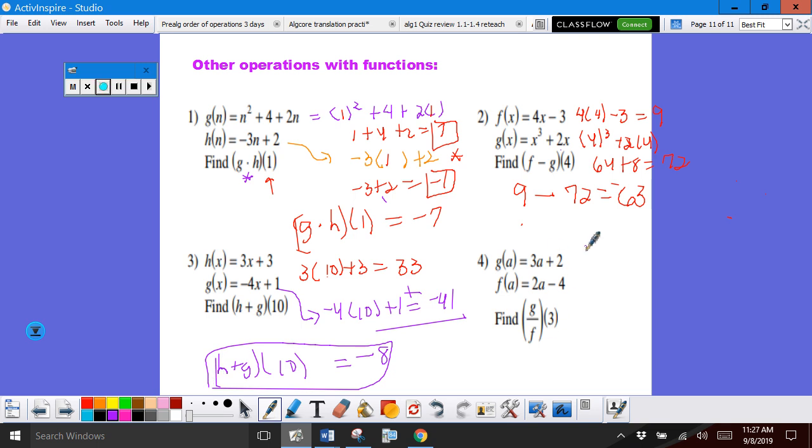Division, biggest thing is make sure that you have the right numbers on top. So 3, substitute in the 3 plus 2, 9 plus 2, that's going to be 11. 2 times 3 minus 4, 6 minus 4, that is a 2. So in this case, G of F of 3 is 11 over 2. And that is not going to simplify, that is done. So you can see that adding and subtracting and multiplying and dividing is really not a difficult process. You just have to come up with the two numbers and then add or subtract.